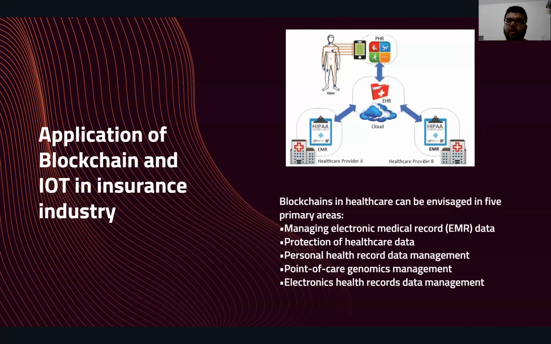So as we know, blockchain in healthcare can be utilized in five primary areas, which are managing electronic medical records, EMR data, protection of healthcare data, personal health record data management, point of care ergonomics management, and health and electronic health records data management. As you can see here, this is PHR, EHR, EMR. This is healthcare provider A and healthcare provider B. From EMR, it goes to the cloud, then EHR, then PHR, and then to the user, to the application, and it comes back and goes to the hospital.